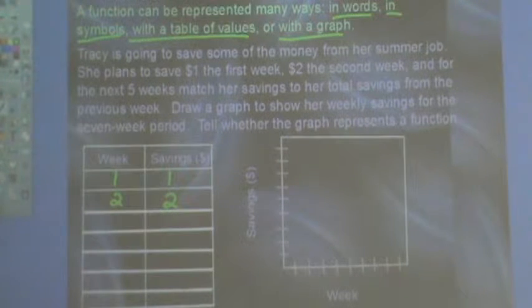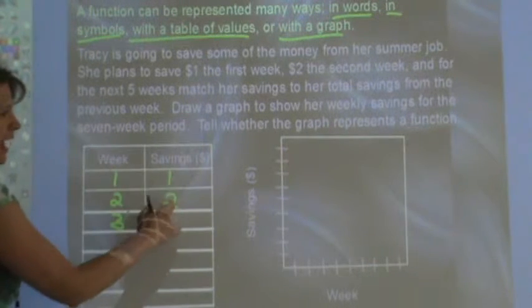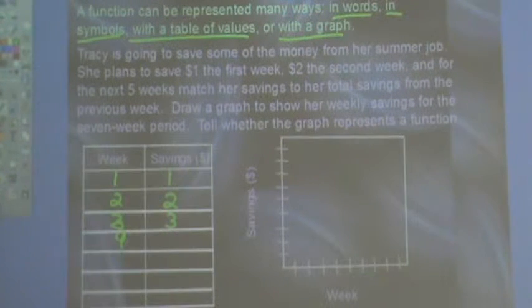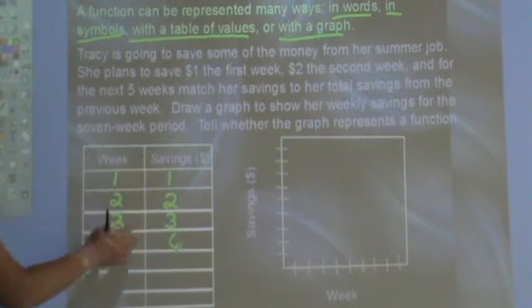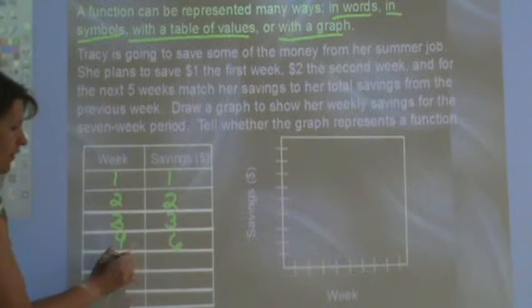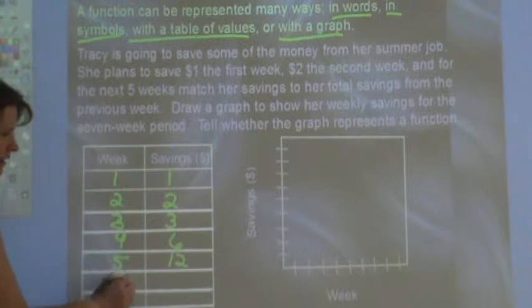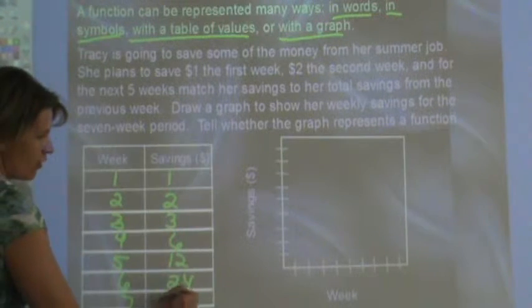Okay, so what that means is, you've got this on your paper, right? If she's got the third week, we're going to add this up, so that's $3. For the fourth week, it's now going to be 6, because it's 3, 4, 5, 6. She's matching her previous savings. So the fifth week, she's going to match this, so she's going to save 12. The 6th week, 24, and then the 7th week, 48.